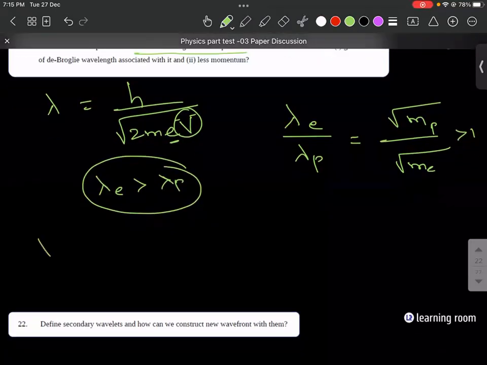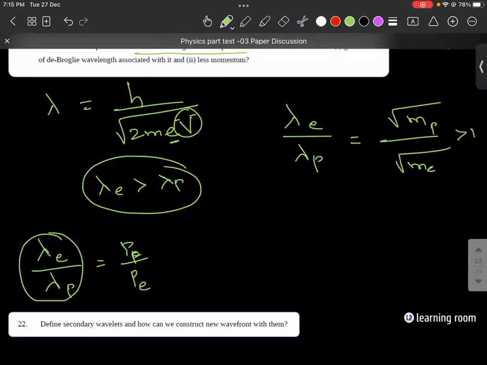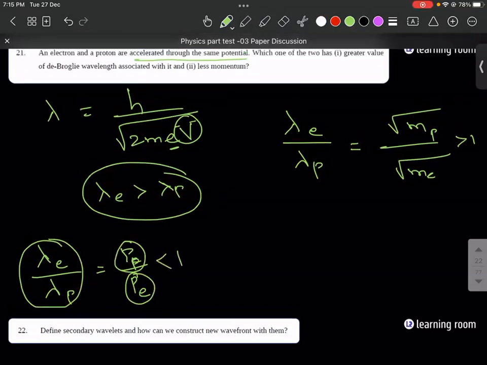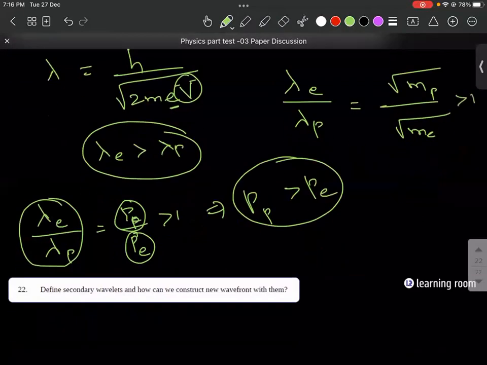Then what about momentum? Lambda of electron by lambda of proton is equal to momentum of proton divided by momentum of electron. Lambda by lambda p is greater than 1. So momentum ratio will be greater than 1. So what will be the answer, guys? Momentum of proton is greater than the momentum of electron.